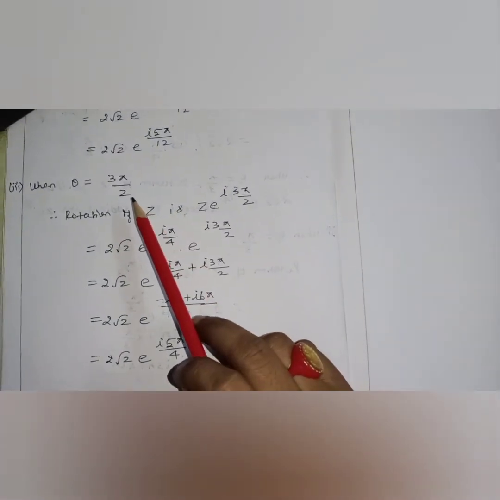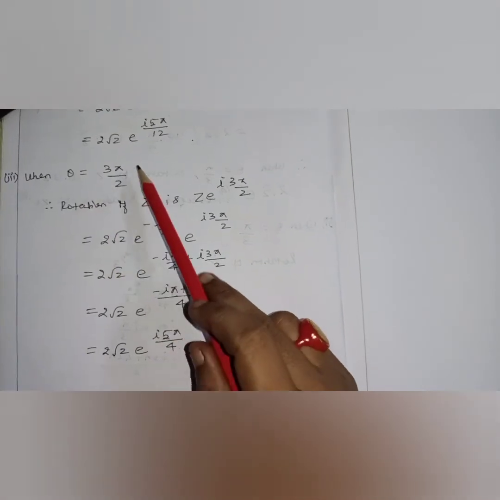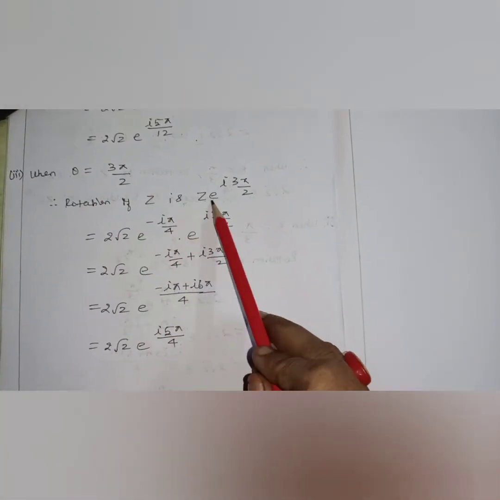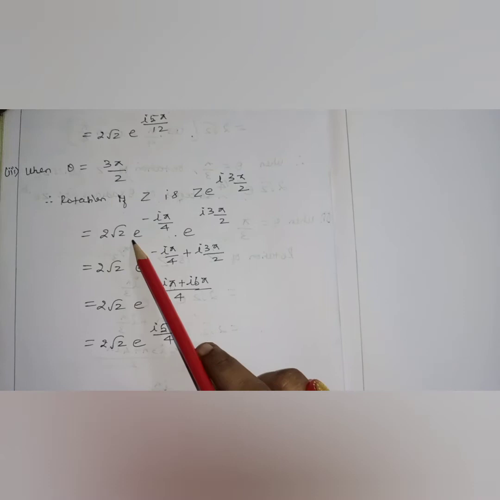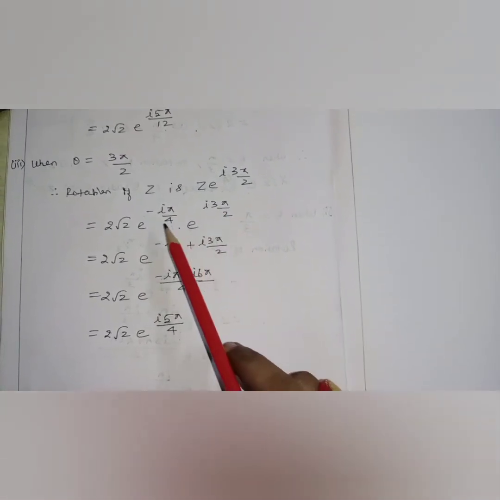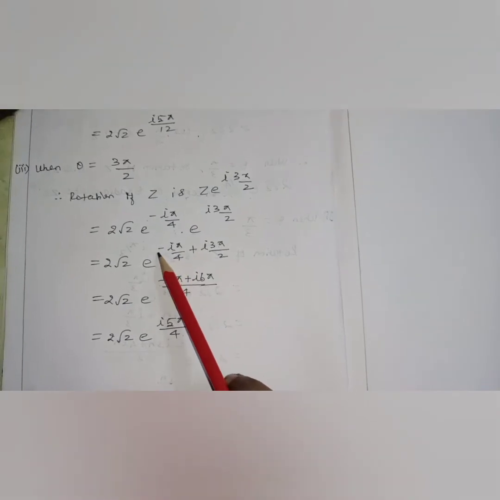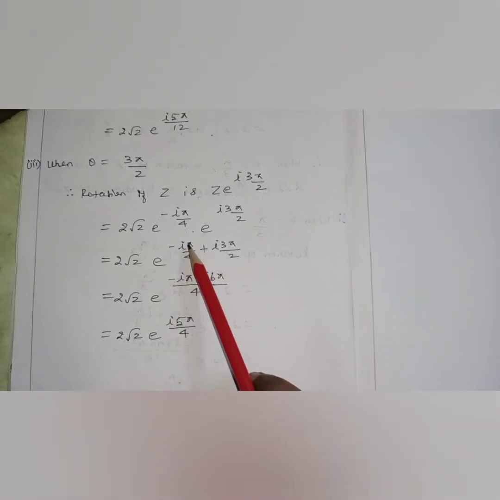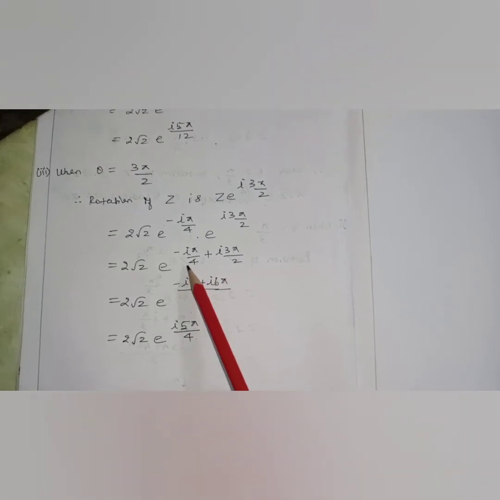Now the last subdivision, when theta is equal to 3 pi by 2. So rotation of z is z e power i 3 pi by 2. So 2 root 2 e power minus i pi by 4 into e power i 3 pi by 2. Bases are the same, powers are to be added. So minus i pi by 4 plus i 3 pi by 2. The LCM will be 4, so if I multiply by 2 over here, 2 into 2 is 4, right? So it will become 6 pi. So i pi and i 6 pi, here it is a minus sign, so we will get 2 root 2 e power i 5 pi by 4.